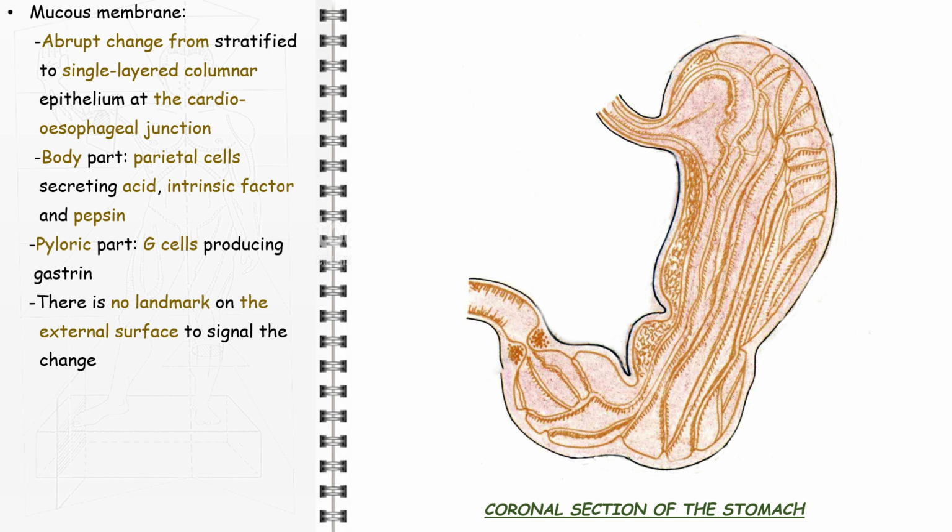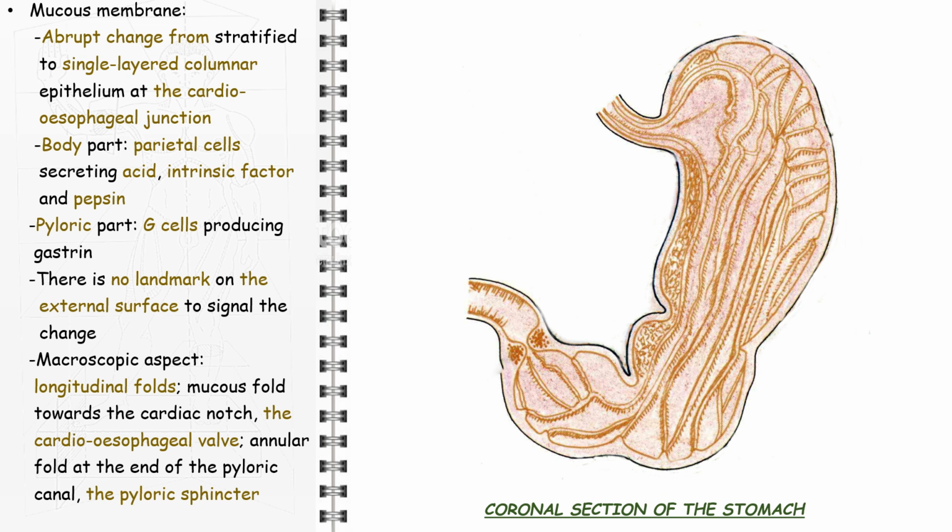The gastric mucosa is pink-red and consists of longitudinal folds, a mucus fold towards the cardiac notch acting as the inferior sphincter of the esophagus and, thus, participating in the anti-reflux barrier, and an annular fold at the end of the pyloric canal resulting from the elevation of the mucosa by the pyloric sphincter.